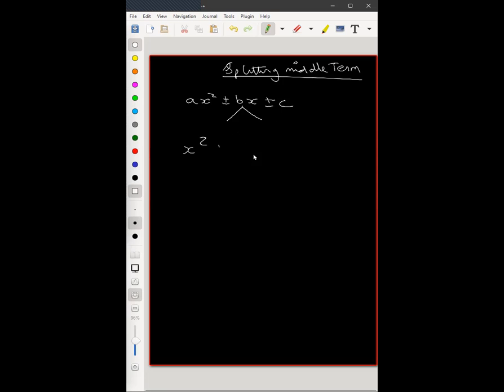x squared plus 5x plus 6. This is the same as this. What do we do here? How do I split this middle term? 3x plus 2x. And how do you decide how it is 3x and 2x? Yeah, so its product would be 6x squared and its addition would be 5x. Its product would be plus 6 and its sum would be plus 5. Okay, this is what we did, remember?